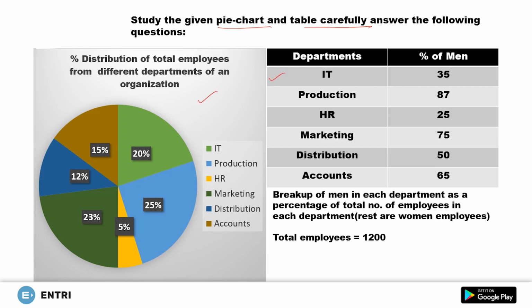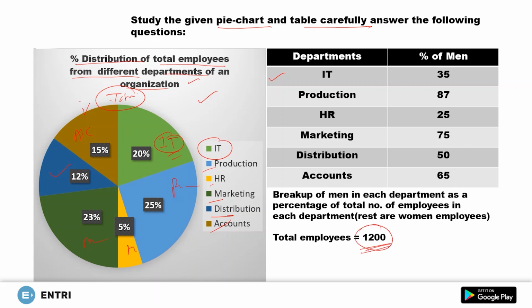So what is given in here? The percentage distribution of total employees from different departments of an organization. Means in this pie chart you are given the total number of employees and their percentage distribution in different departments. So this one is IT, this one is your production, this one is your HR, this one is your marketing, this one is your distribution, and this one is your accounts. Okay, and here the total number of employees is also given.